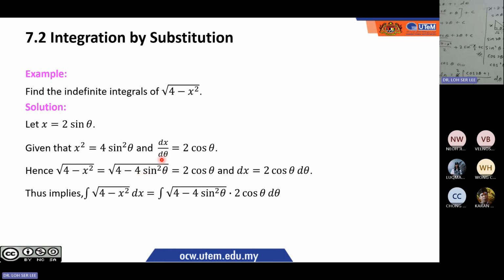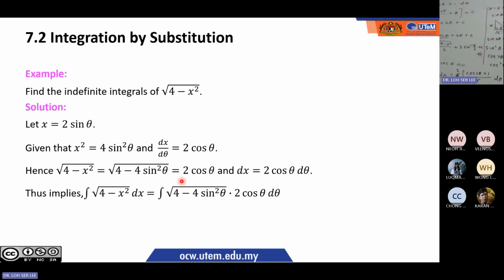Then this one you can further work on: they separate the integral from the integration. This one, we can factorize the 4, and then we have 1 minus sine squared theta. 1 minus sine squared theta is cos squared theta. So you have the square root of 4 cos squared theta, which is 2 cos theta.